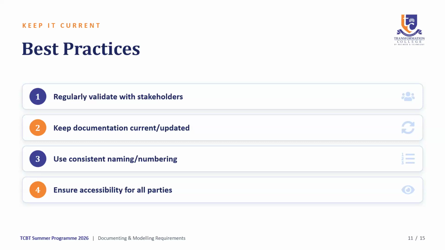I think version and baseline. Okay, this still speaks to validate with all stakeholders. All right.